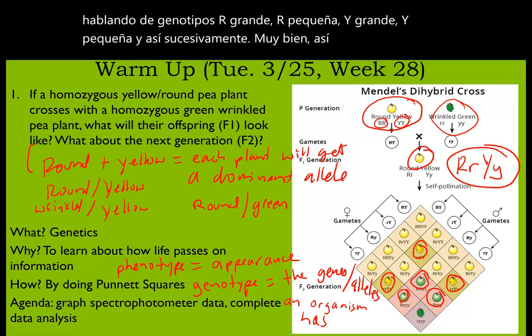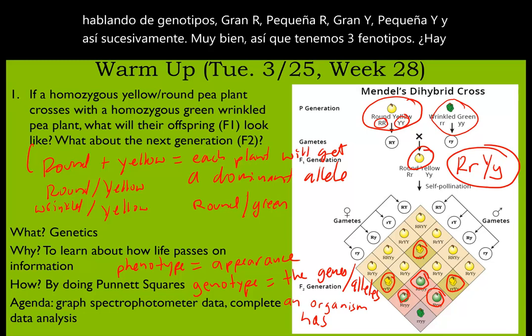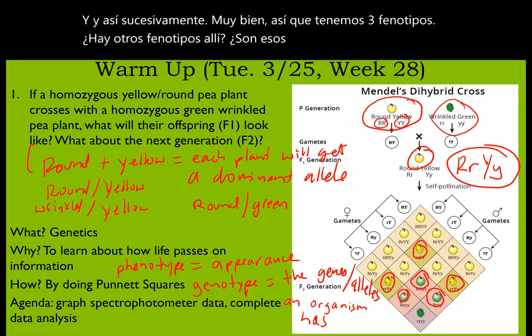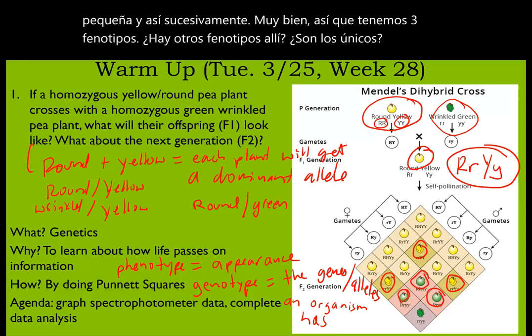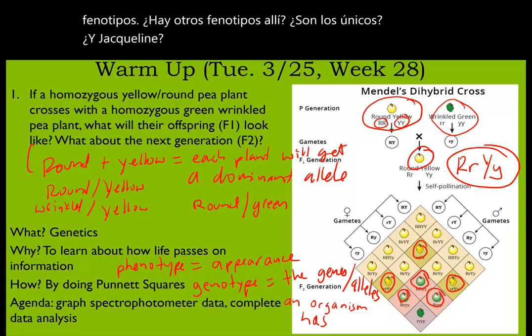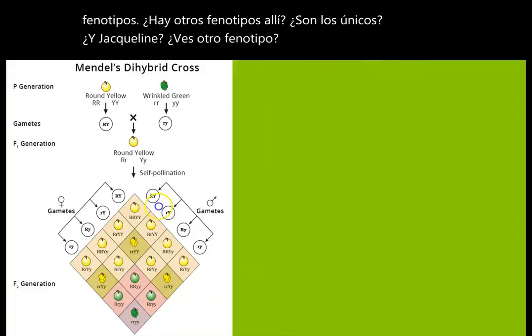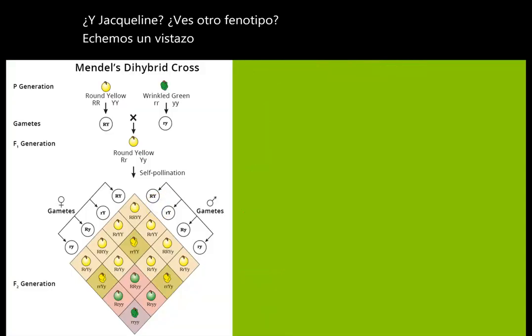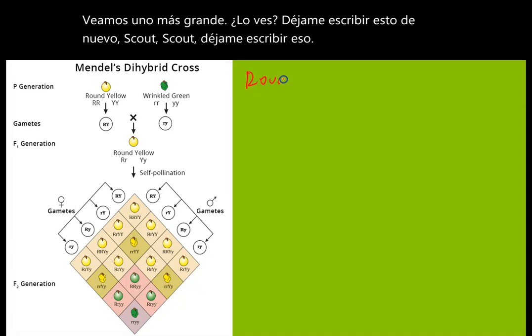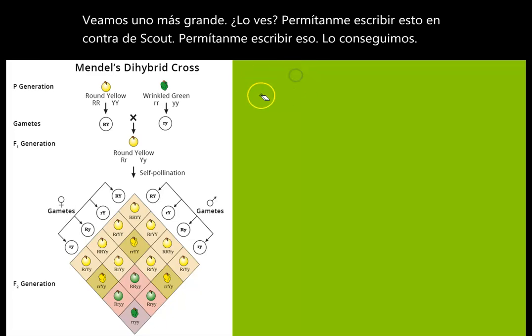Are there any other phenotypes there? Are those the only ones? How about Jacqueline? Do you see another phenotype? Let's look at a bigger one. Can you see? Let me write that again. Let me write that down. We got round, phenotypes.